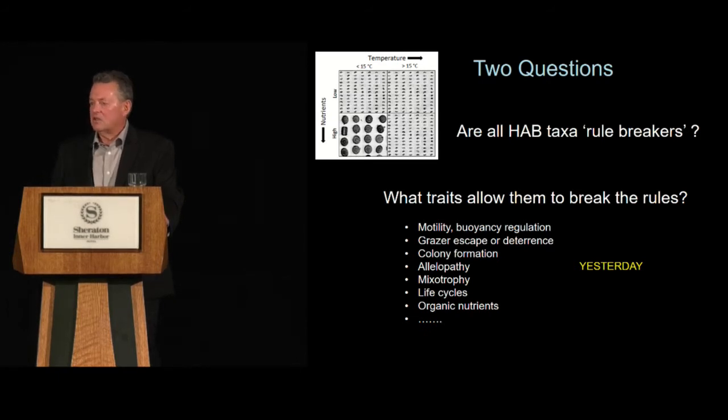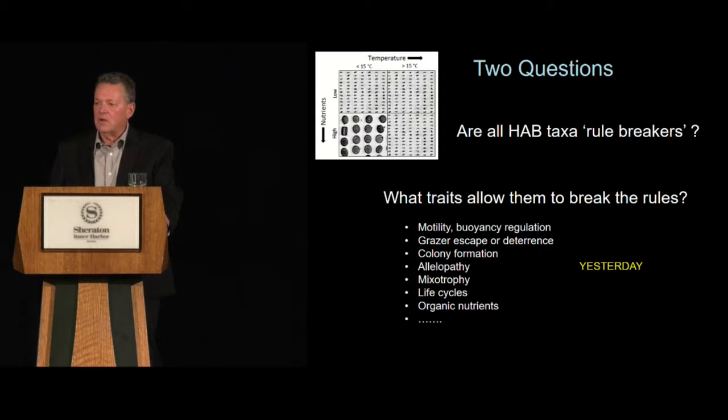I think it's a theme that's going to be prominent throughout this session. Traits that allow phytoplankton species to break the size-based rules include things like buoyancy regulation and motility. I didn't build anything like that into the model that I described. There are also multiple mechanisms of escaping or deterring grazers. I talked a little bit about that in those 3 examples.